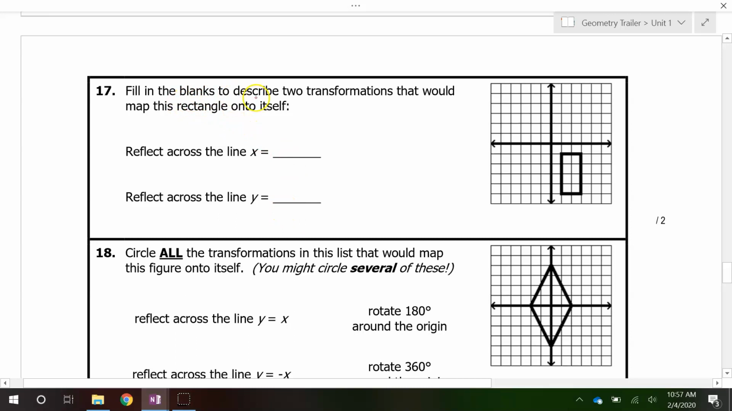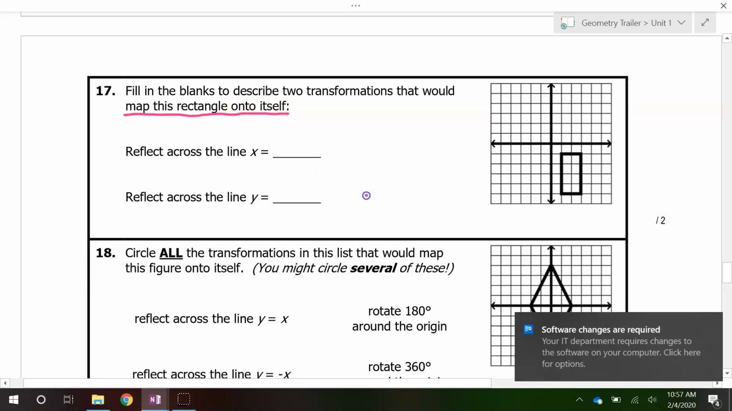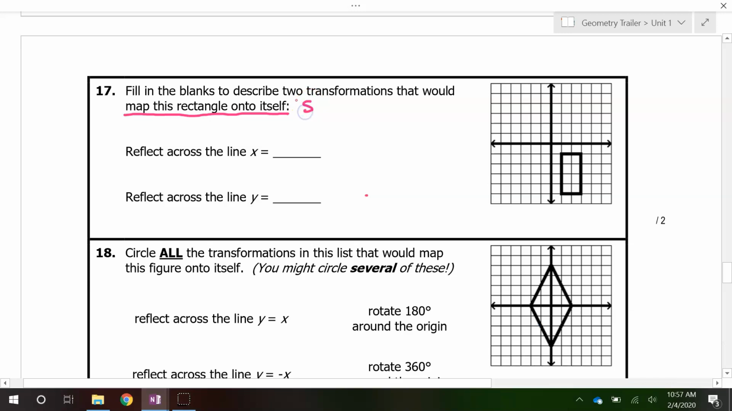Fill in the blanks to describe the two transformations that would map this rectangle onto itself. When they talk about mapping something onto itself, they are talking about lines of symmetry.